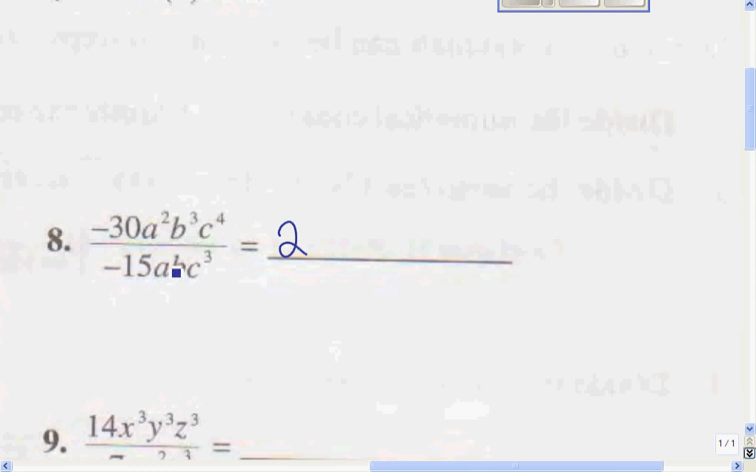Then I subtract 2 and 1. That gives me a to the first. 3 and 1. That gives me b to the second. And 4 and 3 gives me just c. That's my answer.